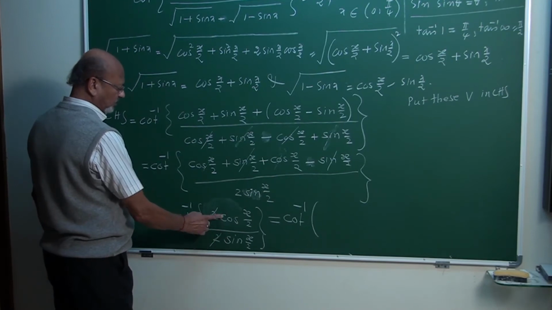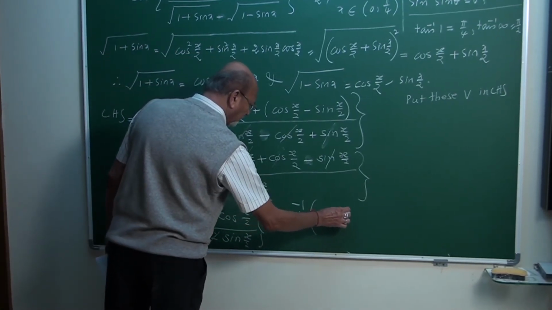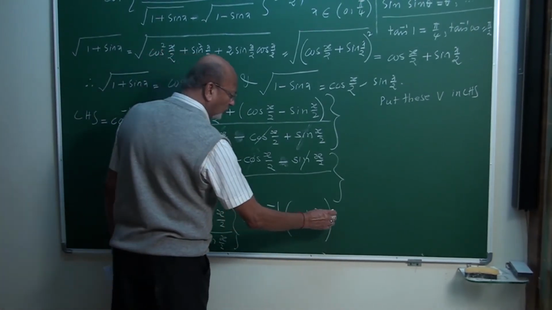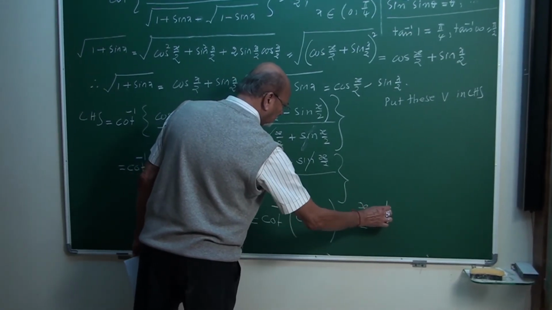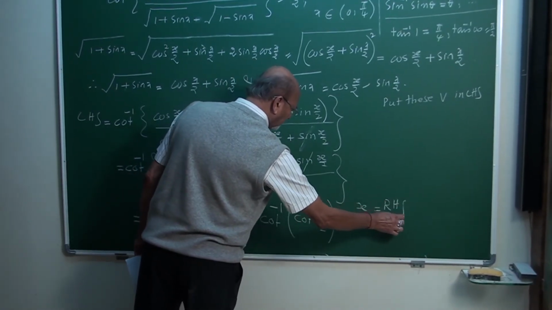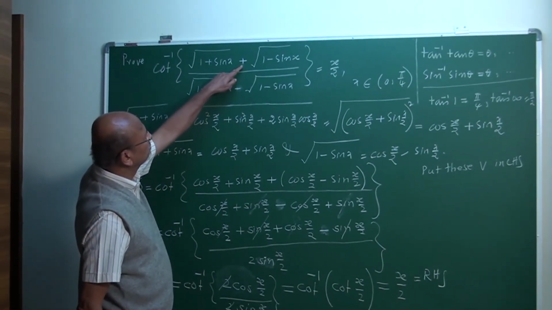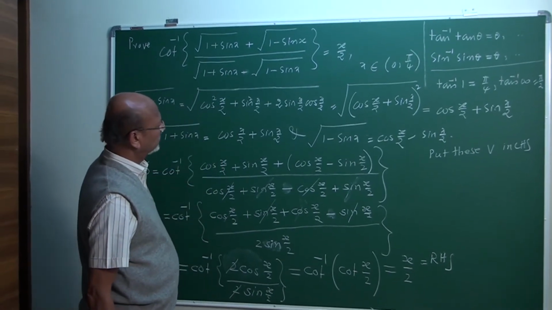My friend, cos by sin is cot. Cot x by 2. Yes. Cot inverse of cot x by 2, which is, my friend, RHS. So, please do this change. Above is plus, down is minus.